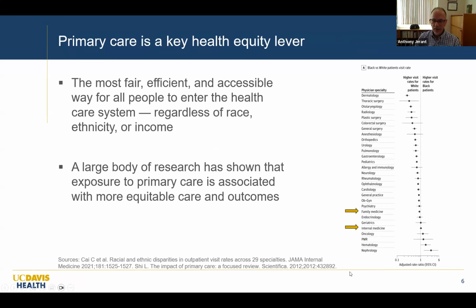And this is just one study, for example, where they looked at visit rates in different specialties, looking at Black versus white patients. And you can see that for family med and internal med, it's pretty much a 1, the adjusted rate ratio. Most of the other specialties, it favors white patients having more visits and therefore access.